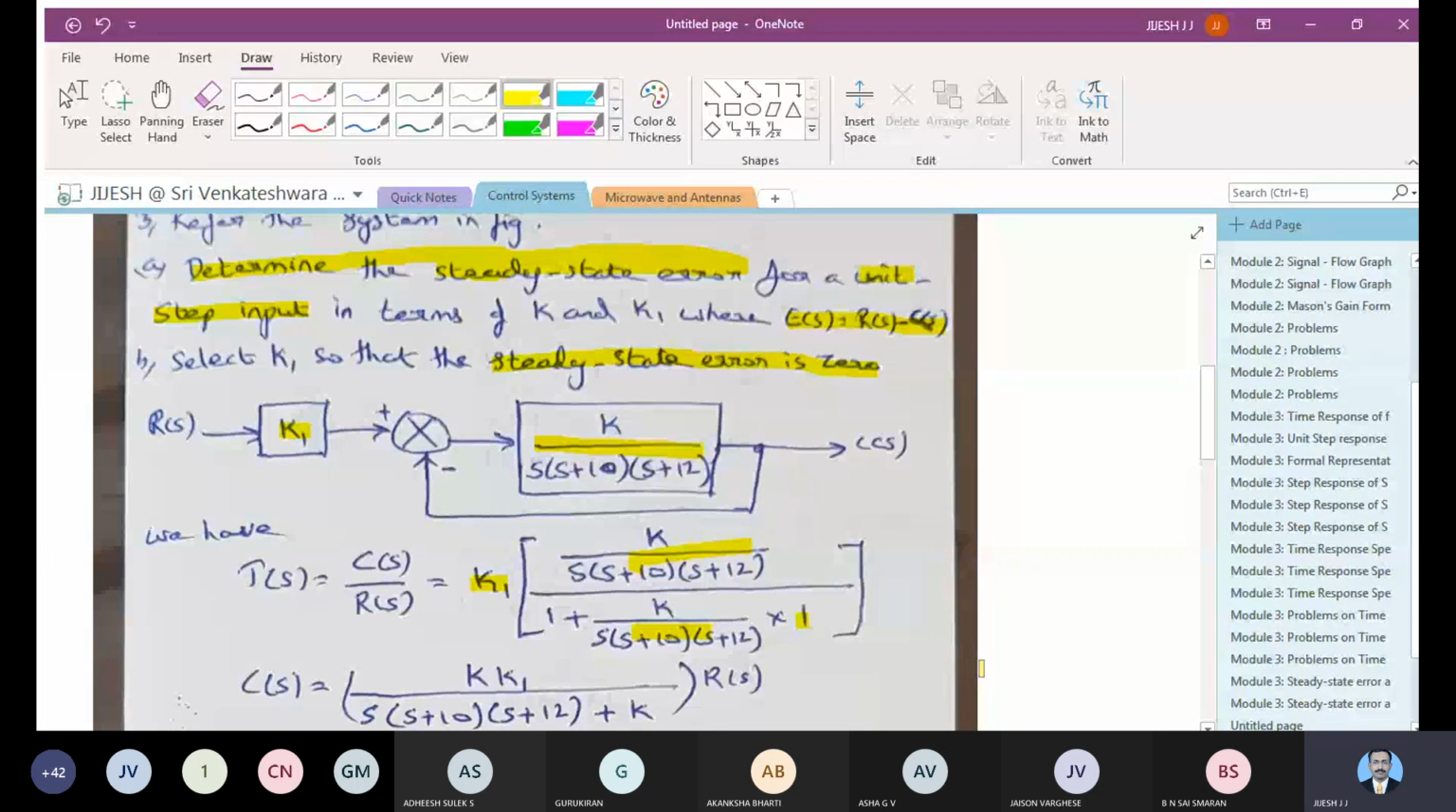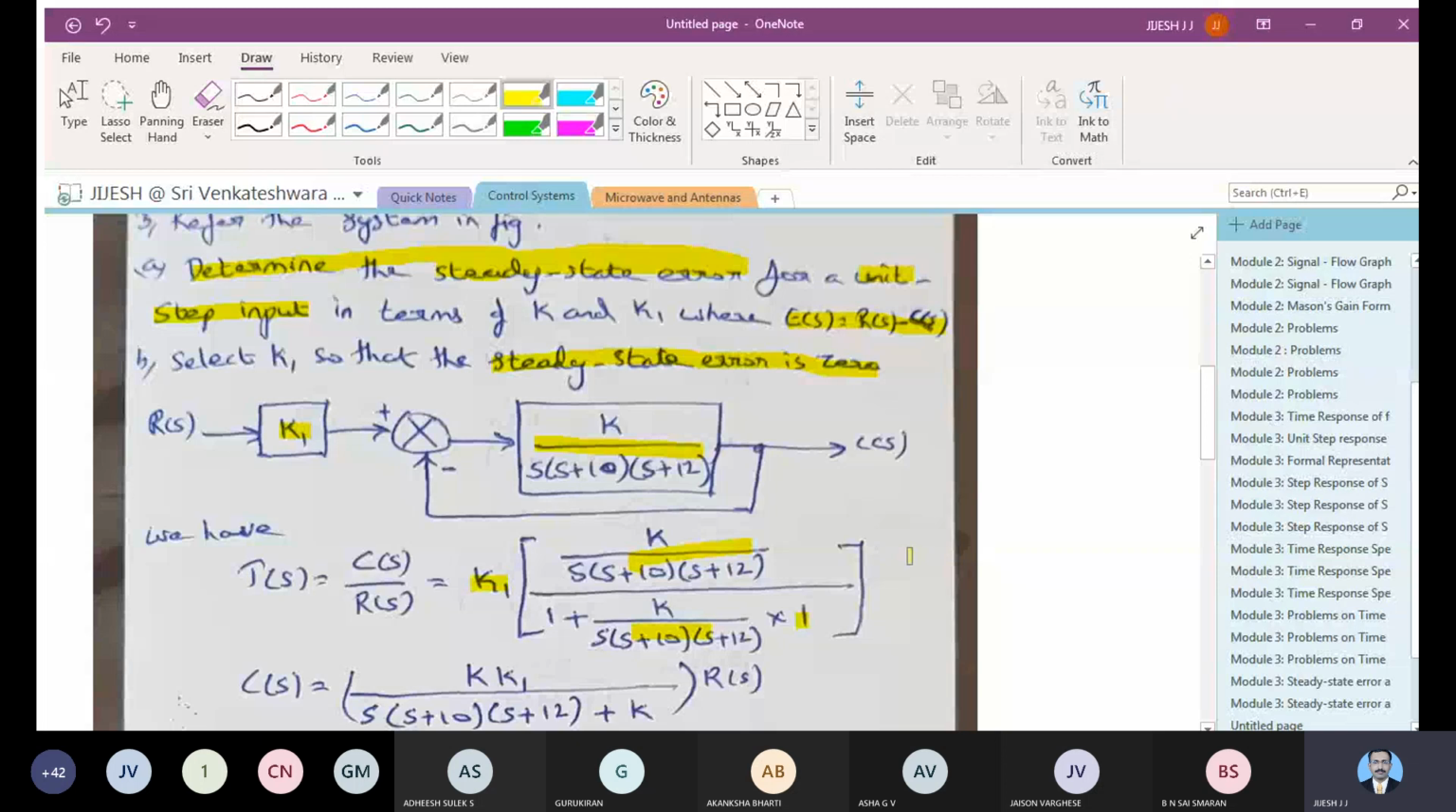So all of you have got this equation: C of S is equal to K1 by S into S plus 10 into S plus 12 plus K, multiplied by R of S. Have you all got that equation? Yes, sir. So we will continue further to simplify that.